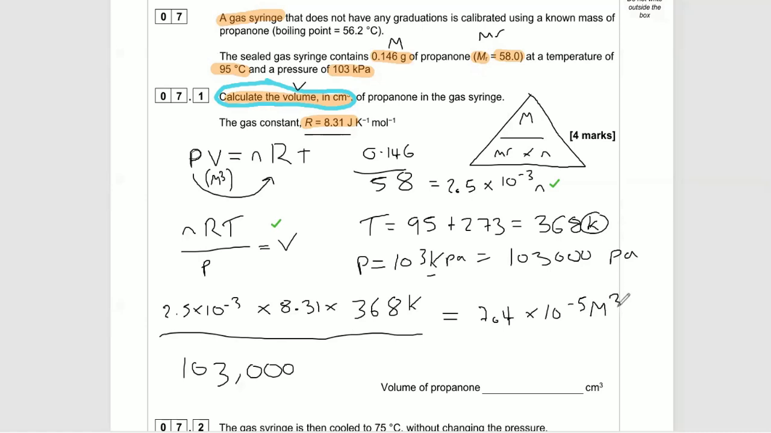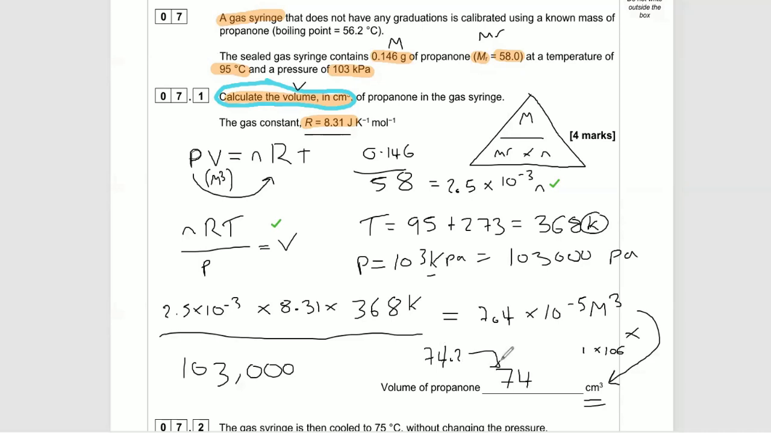Where's the fourth mark come from? Well, this is in metres cubed, and of course, they want the answer in centimetre cubed. To turn metre cubed into centimetre cubed, we times by 1 times 10 to the 6, or by a million. Now you might say, why by a million? There's only 100 centimetres in a metre. Well, it's a cube, so 100 by 100 by 100, 100 to the power of 3. So that's where you get it from.